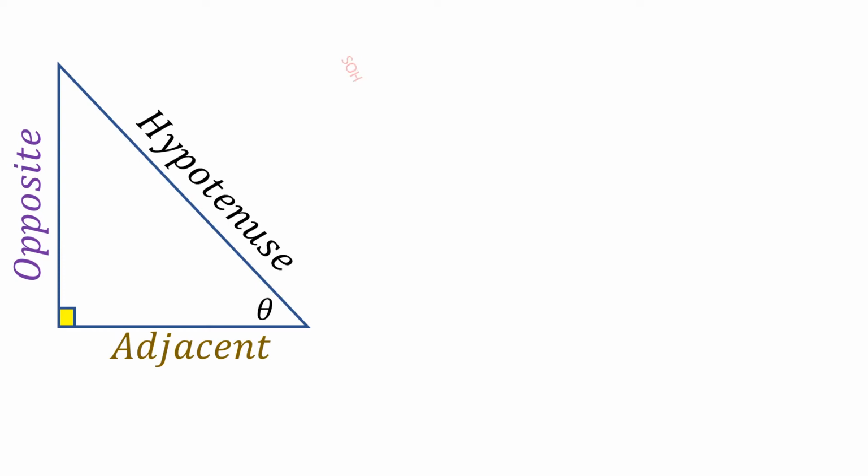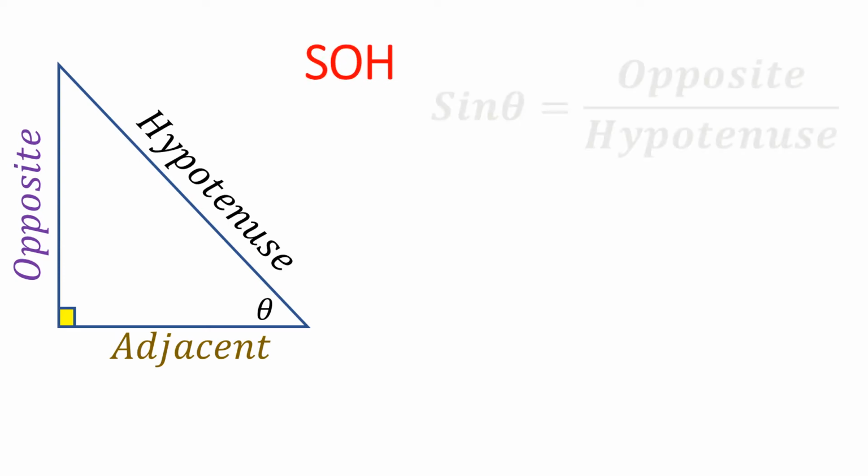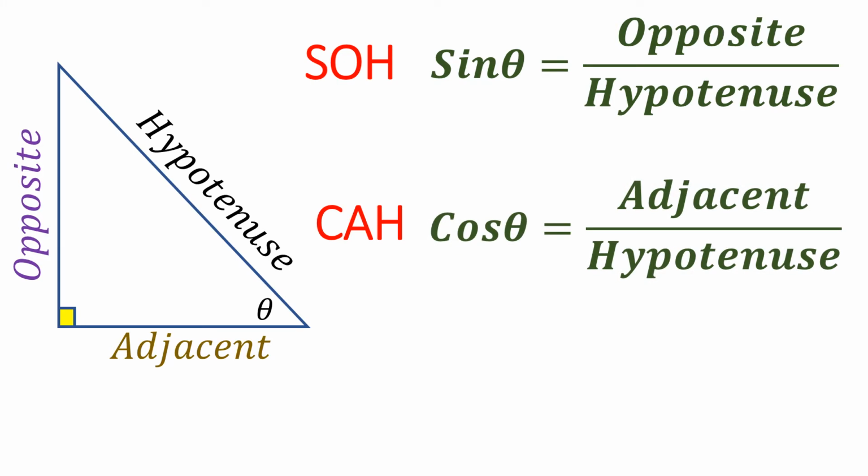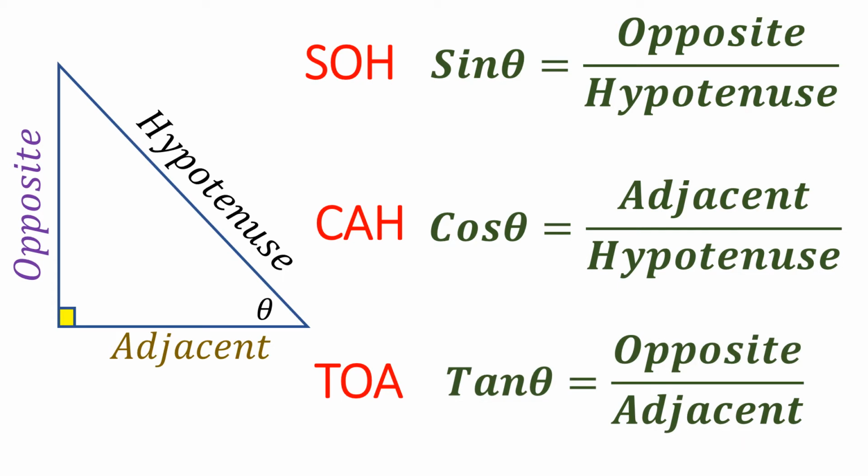SO stands for sine theta is equal to opposite side divided by the hypotenuse. CAH stands for cosine of the angle is equal to adjacent divided by hypotenuse. TOA stands for tangent of the angle is equal to opposite side divided by adjacent.